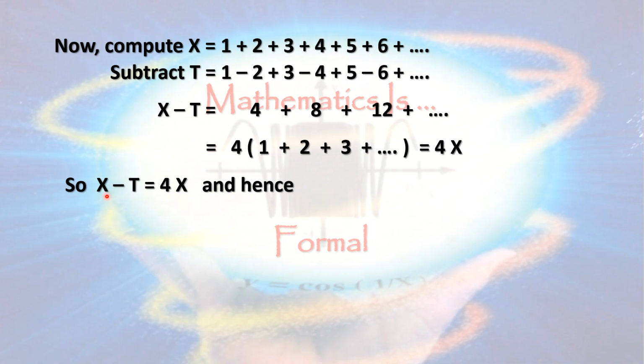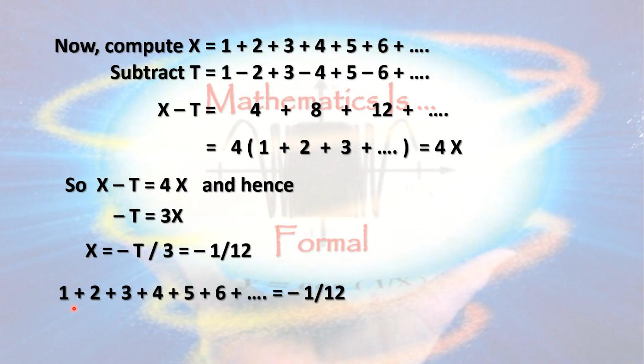So looking from far left to right, we've got X minus T equals 4X. Subtract X from both sides, we've got minus T equals 3X. So X is negative T over 3. Finally, we decided that T was 1/4, plug that in, and we've got X equals negative 1/12. So we now have 1 plus 2 plus 3 plus 4 plus 5 and so on equals negative 1/12.